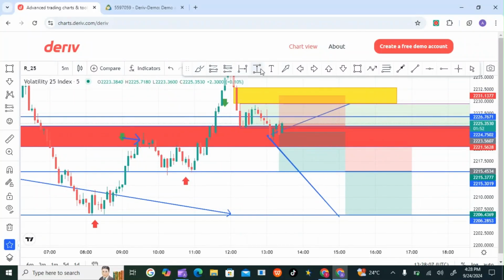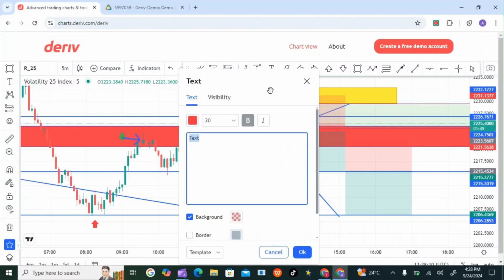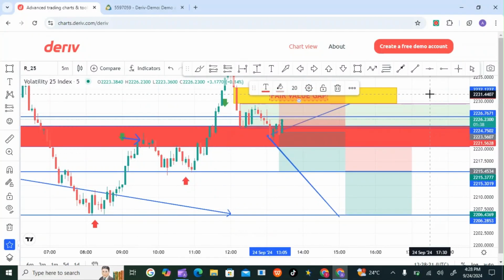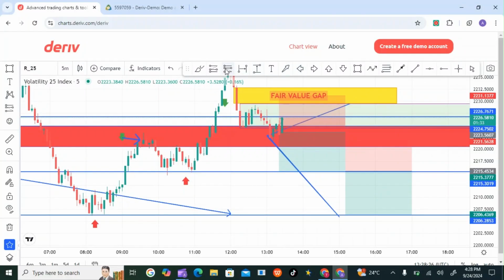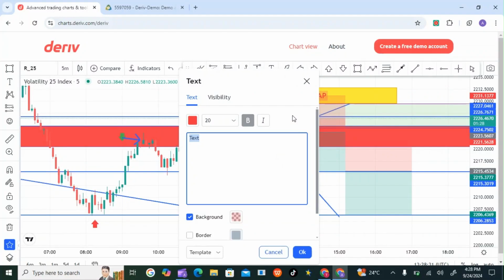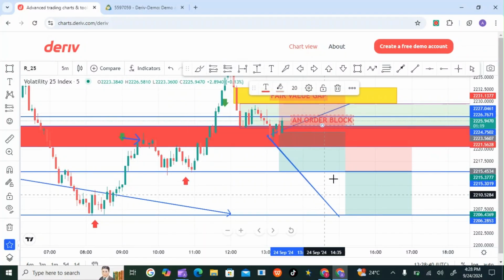So let me just label these things. This is a fair value gap, fair value gap, that's a fair value gap. And this one is acting like an order block, an order block.